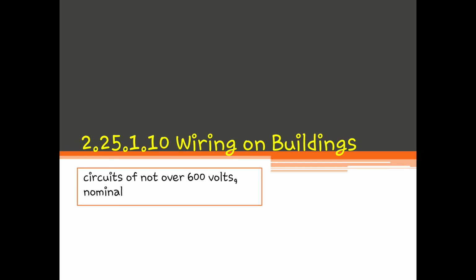Next is 2.25.1.10, wiring on buildings. The installation of outside wiring on surfaces of buildings shall be permitted for circuits of not over 600 volts nominal. So, circuits over 600 volts nominal shall be installed as provided in 3.0.2.7. So, this part will be discussed in Article 3 and mas ma-discuss pa siya dito.